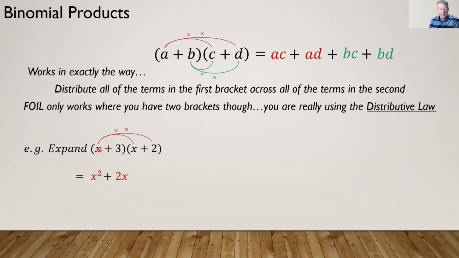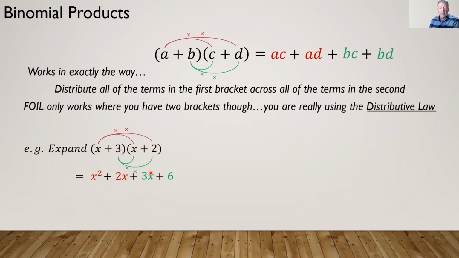Now that X is done with. Cross it off if you like. Now we're going to do the 3. 3 times the first one. 3 times X is 3X. And then we're going to do 3 times the last one, which is 3 times 2, which is, of course, 6.